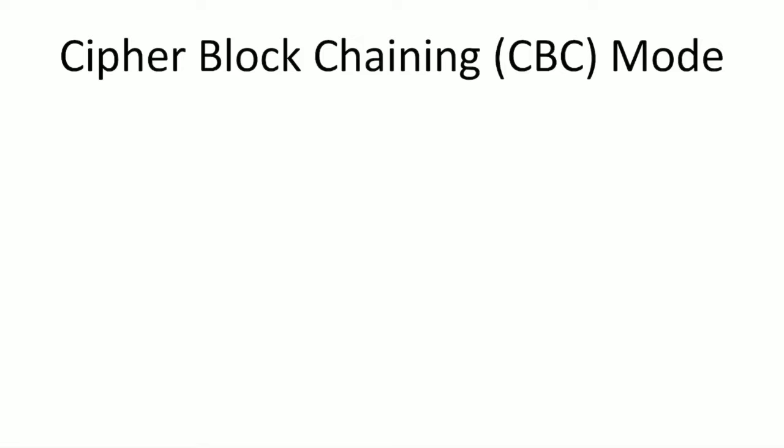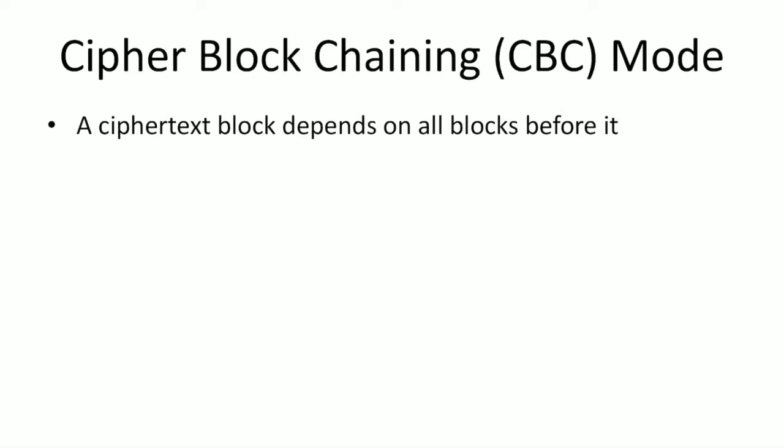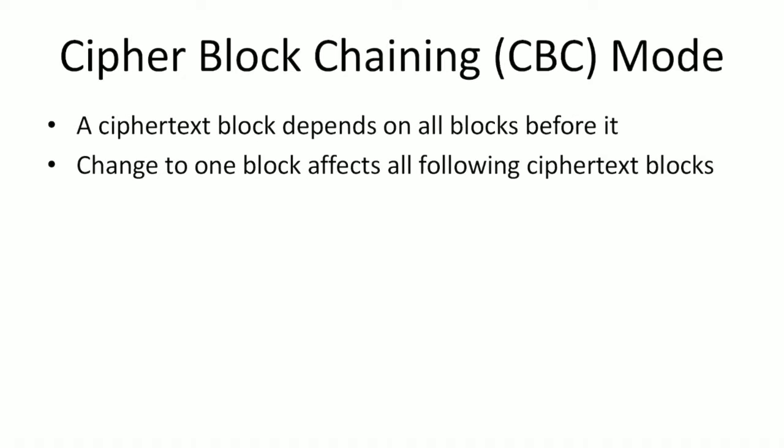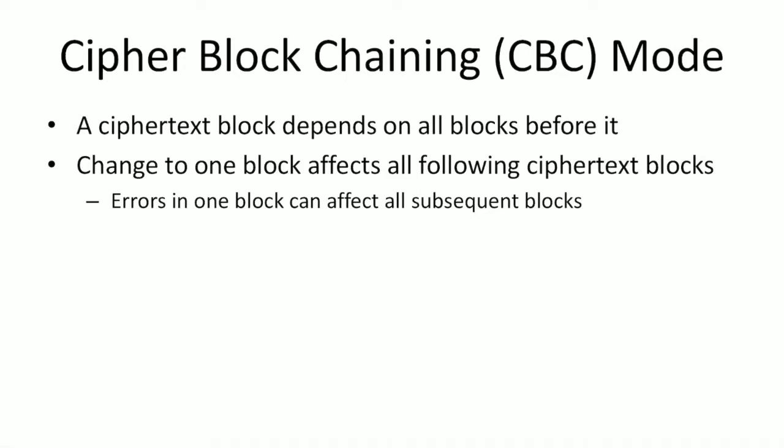So in summary, in CBC mode, a ciphertext block depends on all blocks before it. And any change to a particular block affects all of the following blocks. Therefore, if there is any error in one block, it can affect all subsequent blocks. This also makes it useful for integrity checking.